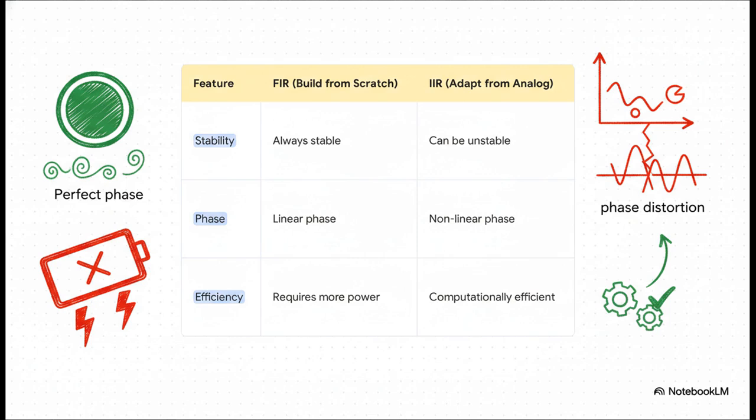FIR filters, the custom-built ones, are great because they're always stable. They can also be designed to have what's called linear phase, which just means all the frequencies pass through at the same speed. That's absolutely critical for high-fidelity audio. The catch? They need a lot of processing power.